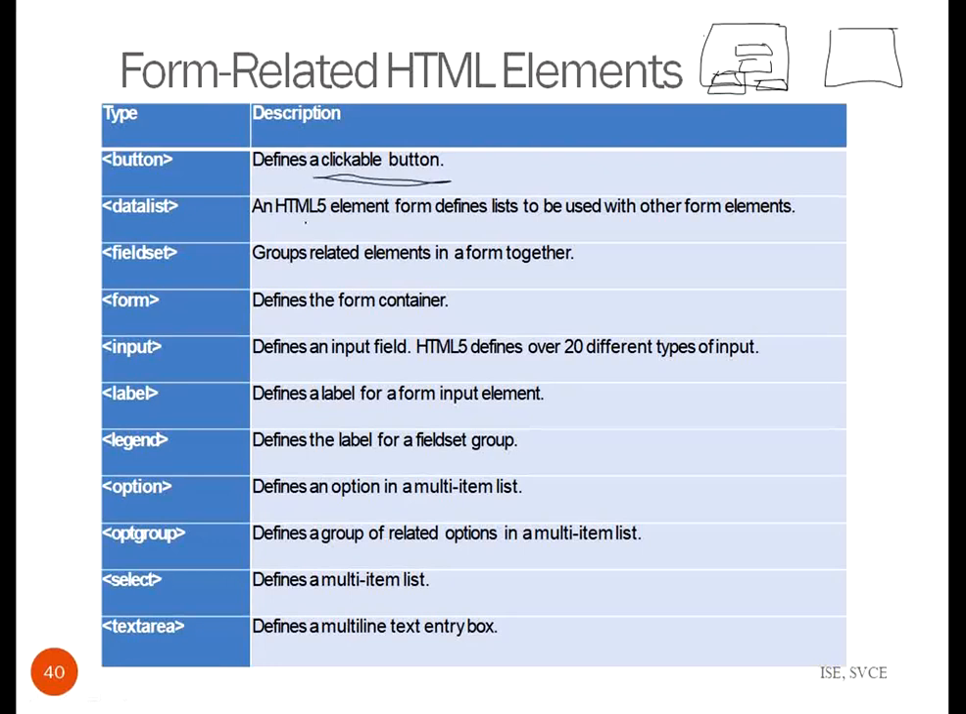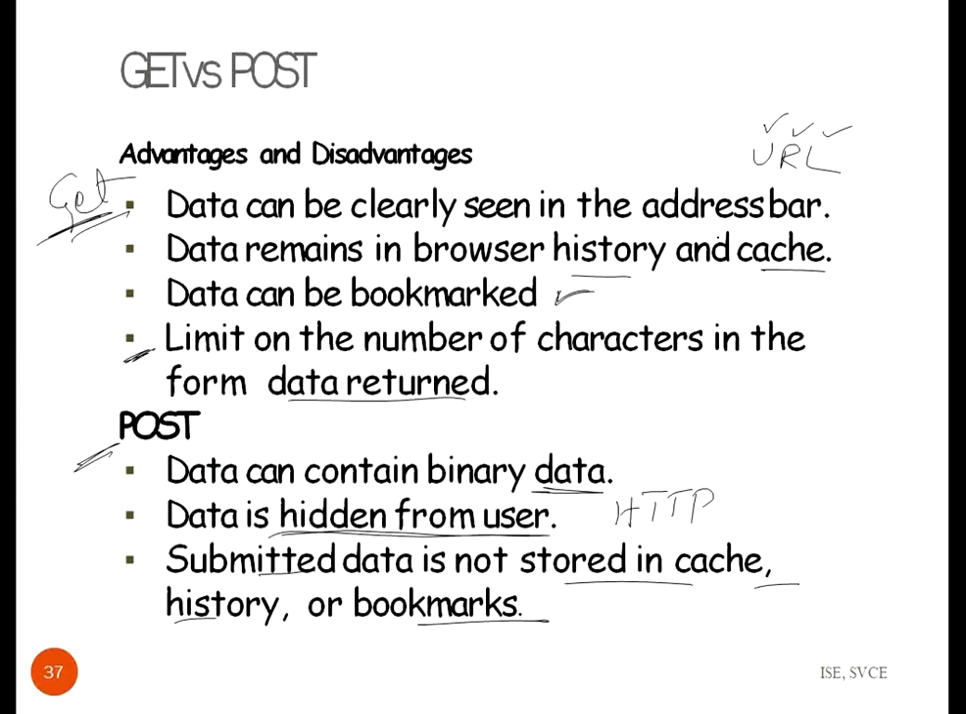Datalist is an HTML5 element that defines a list to be used with other form elements. You will get the list items, which can be used for the column elements. Then fieldset. Whenever you want to make a group of HTML elements into one particular group, you start with this fieldset. It groups the related elements in the form together. Maybe I can give you an example for that.